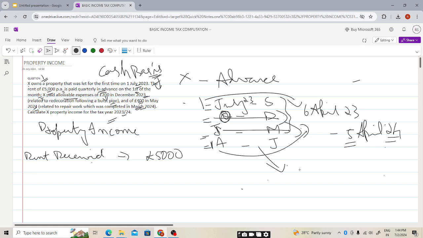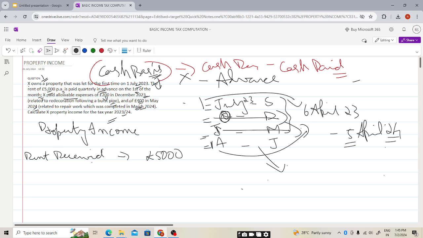This income relates to next year, but we are following the cash basis. Keep in mind, we are following the cash basis. Cash basis means cash received less cash paid. Whether it relates to the current year or future year, you will not look at that. Whether it relates to future or previous, you need to consider when it was received and when it was paid.